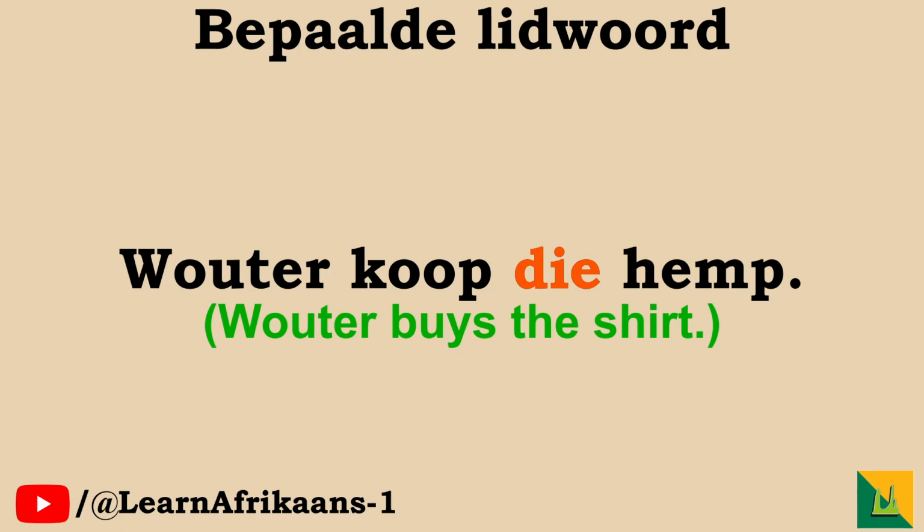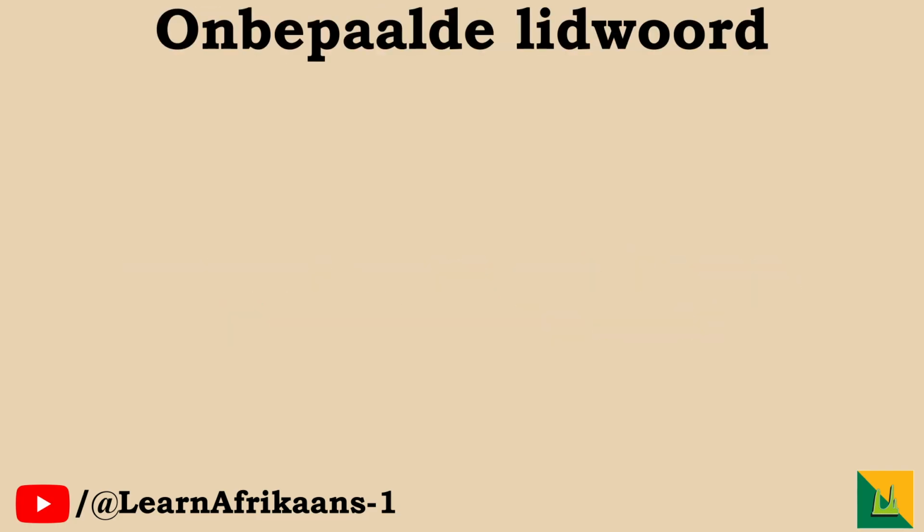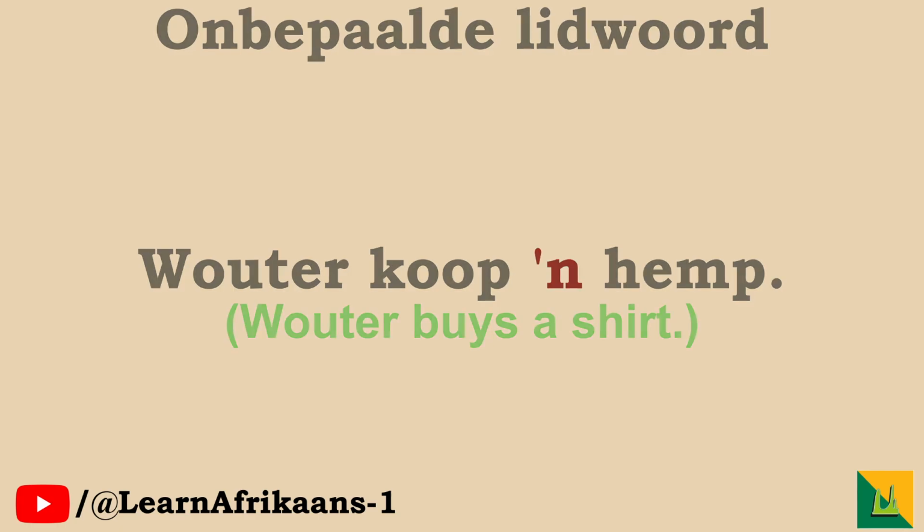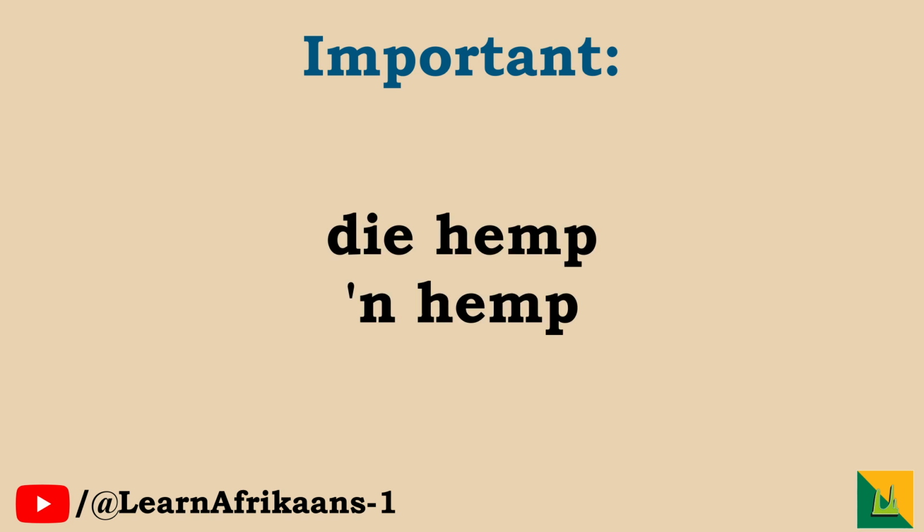It is the opposite for our next type of lidwoord. Onbepaalde lidwoord. The onbepaalde lidwoord is a. Look at this sentence now. Wouter koop a hemp. Here we find the lack of any specific relationship between Wouter and the hemp. Instead, here this could be any hemp, one with no prior relation to. Important. Note how the lidwoord always stands before the naamwoord. This will always be the case.